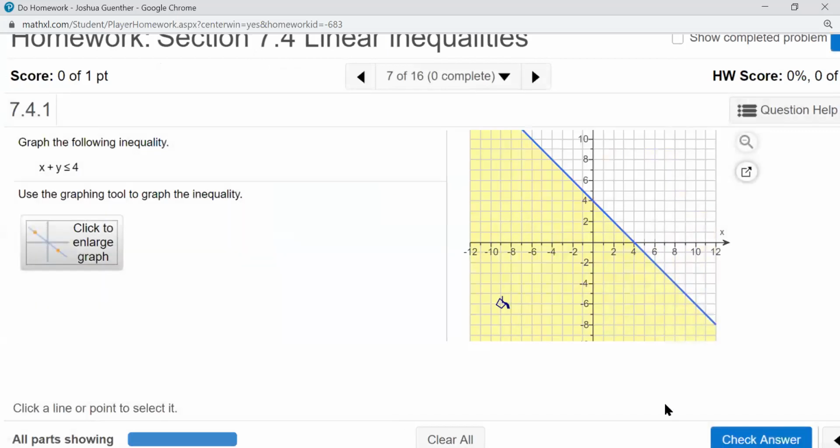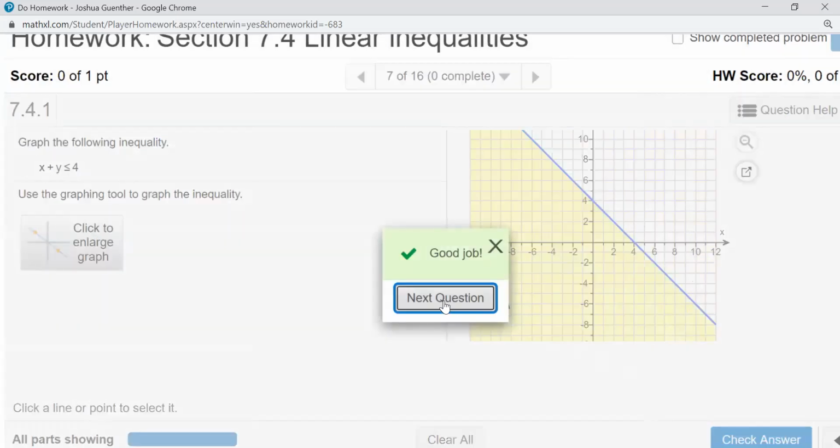And now I need to shade below it. And it liked that one. Okay, so I literally just wrote the sign wrong on the whiteboard. I apologize. But that would have been the process had that been x plus y greater than or equal to 4.